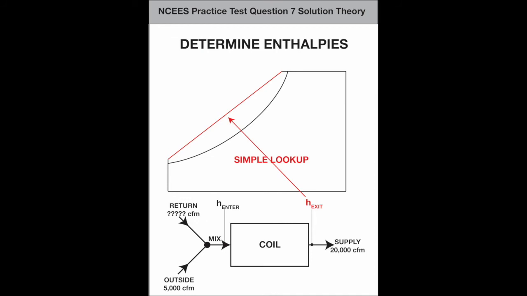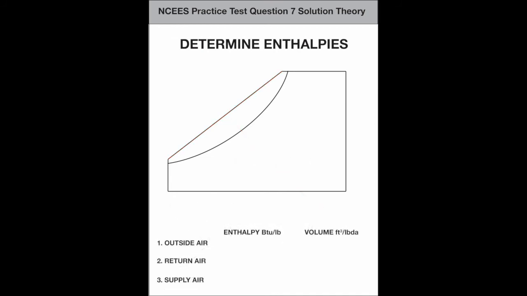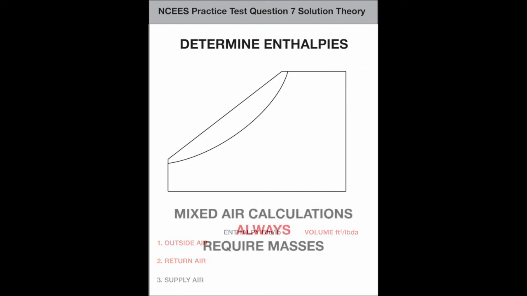Now to the psychrometric work. Use the chart to find the enthalpies of the 3 airstreams and the volumes of the 2 mixing airstreams. You'll need the volumes of the 2 mixing airstreams to derive the masses. Masses are required for mixed air calculations.